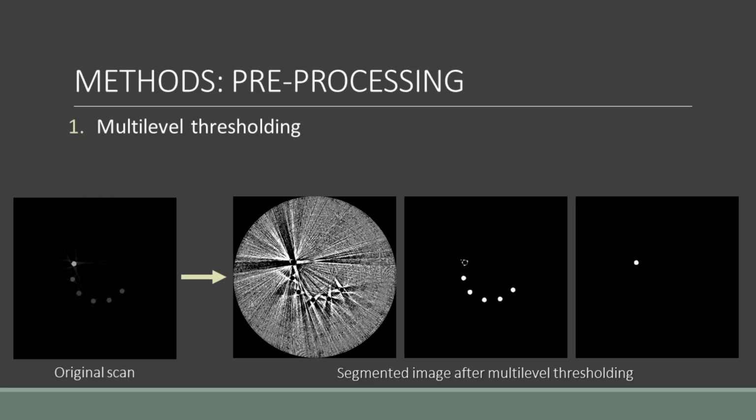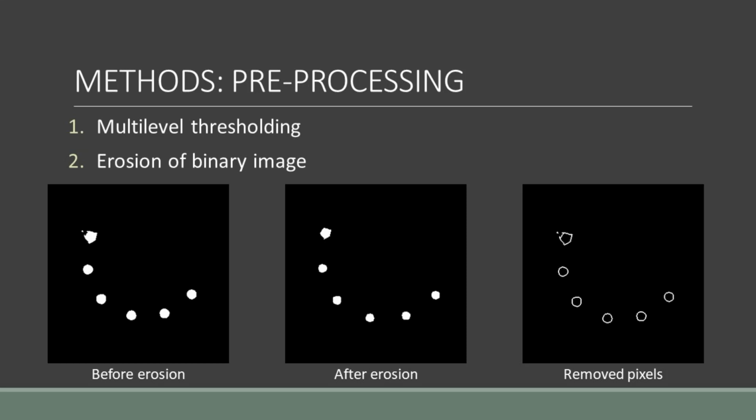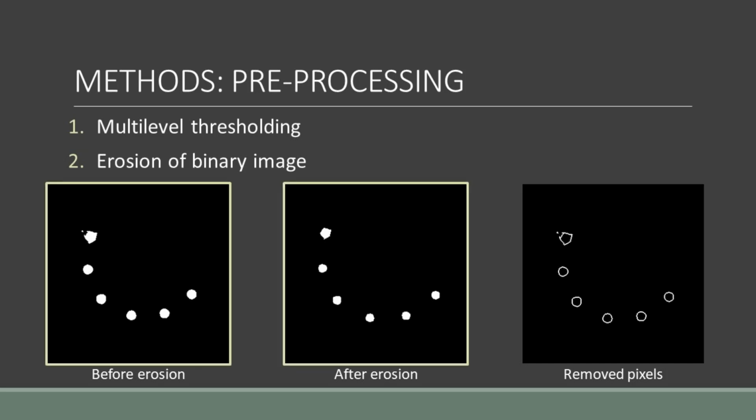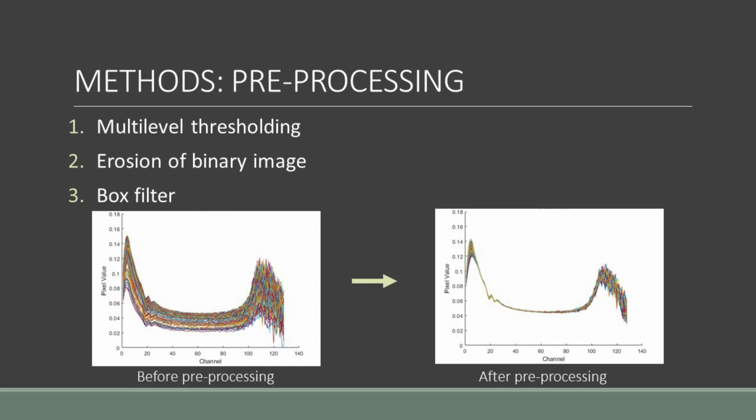This has 2 main steps: pre-processing the data and then clustering the pre-processed data. So first, pre-processing. This consists of 3 steps. First, I perform multi-level thresholding on the CT scan, which segments the scan and allows us to identify the pixels belonging to the material and remove the pixels belonging to air. The next step is performing erosion, a type of morphological operation, which removes a lot of the artifacts around the edges of the cylinders. You can see in these images here a binary image of the scan before and after erosion, and you can also see the pixels we've removed. Finally, we apply a box filter to the scan, which smooths the image. This pre-processing process removes a lot of variance in the profiles for each material without significantly changing the mean profile.